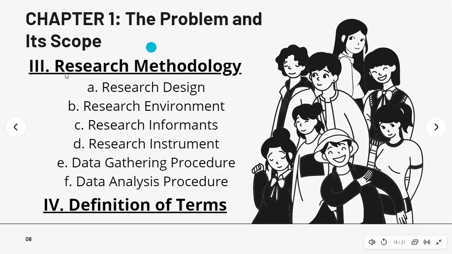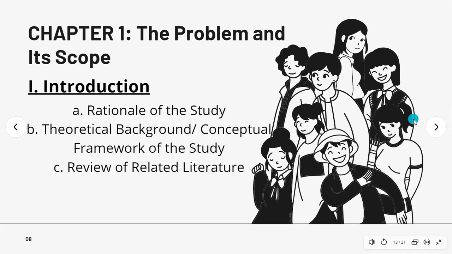Chapter 1, 3, research methodology. There are many parts to the methodology, four of them. A, your design. B, environment. C, informant. D, instrument. E, data gathering procedure. F, data analysis procedure. So basically that's it. And then for the fourth one, the sub-chapter in chapter 1, definition of terms. Alright, so that is your chapter 1.